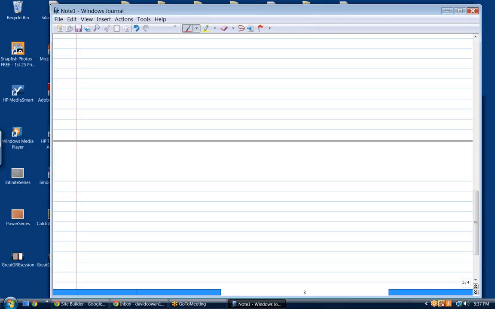Okay, what else you got? How many numbers are there from 10 to 99 in which the digits differ by 4? So they're looking for this.